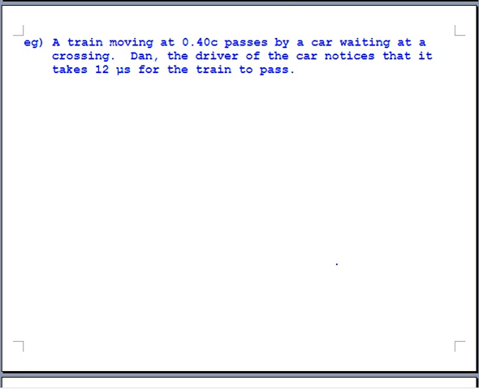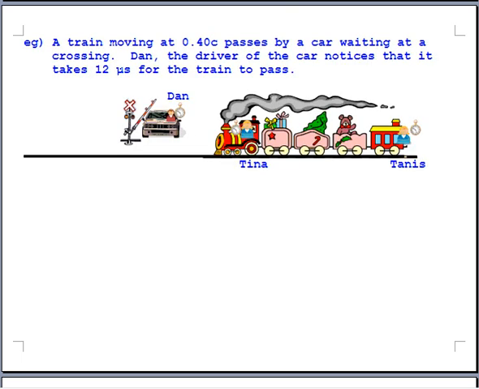A train moving at 40% the speed of light passes by a car waiting at a train crossing. Dan, who's driving the car, notices that it takes 12 microseconds. That little prefix there is micro. It takes 12 microseconds for the train to go by. So here's our little picture.